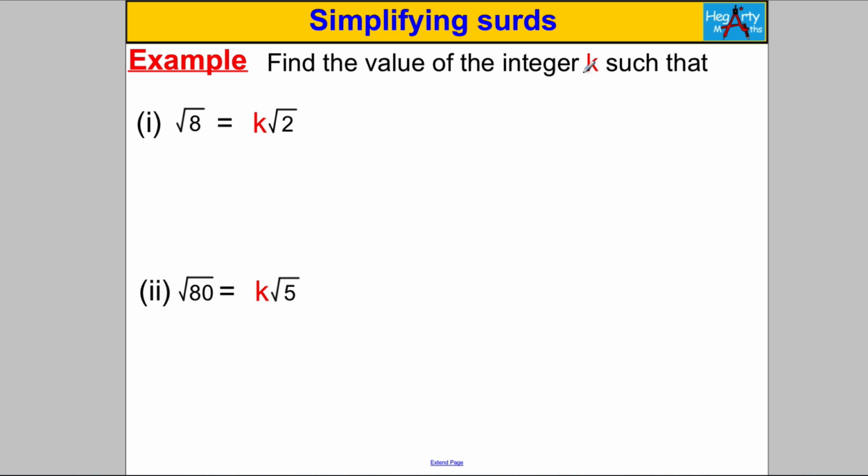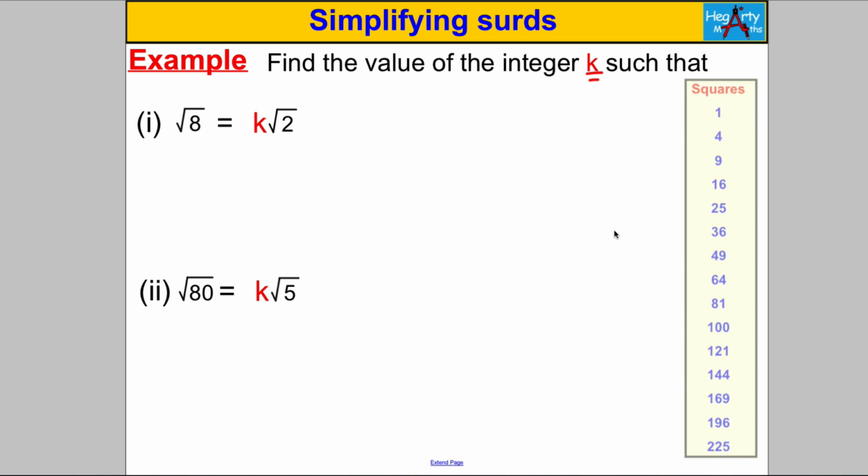Next example. Find the value of the integer k such that root 8 is some number times root 2, and root 80 is some number times root 5. All that's asking you to do is a weird way of saying simplify root 8 and simplify root 80.